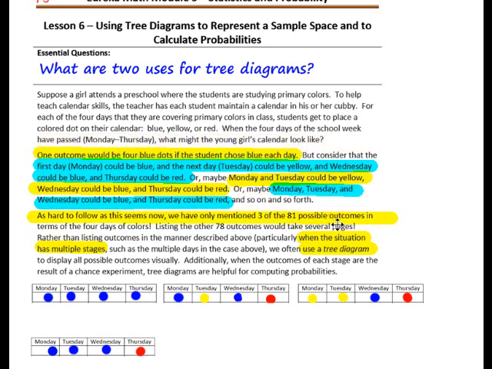As hard to follow as this seems now, we have only mentioned 3 of the 81 possible outcomes in terms of the 4 days of colors. Listing the other 78 outcomes would take several pages. Rather than listing outcomes in the manner described above, particularly when the situation has multiple stages, such as the multiple days in this case, we often use a tree diagram to display all possible outcomes visually. Additionally, when the outcomes of each stage are the result of a chance experiment, tree diagrams are helpful for computing probabilities.